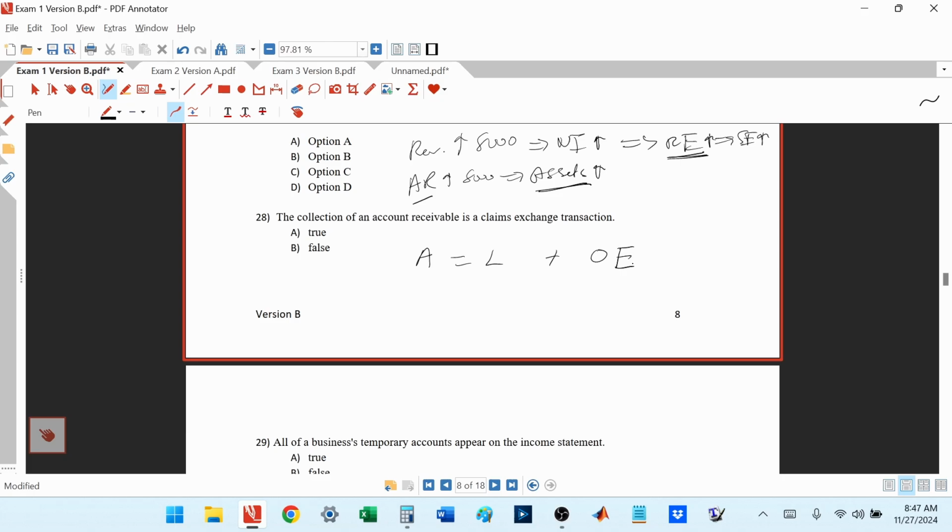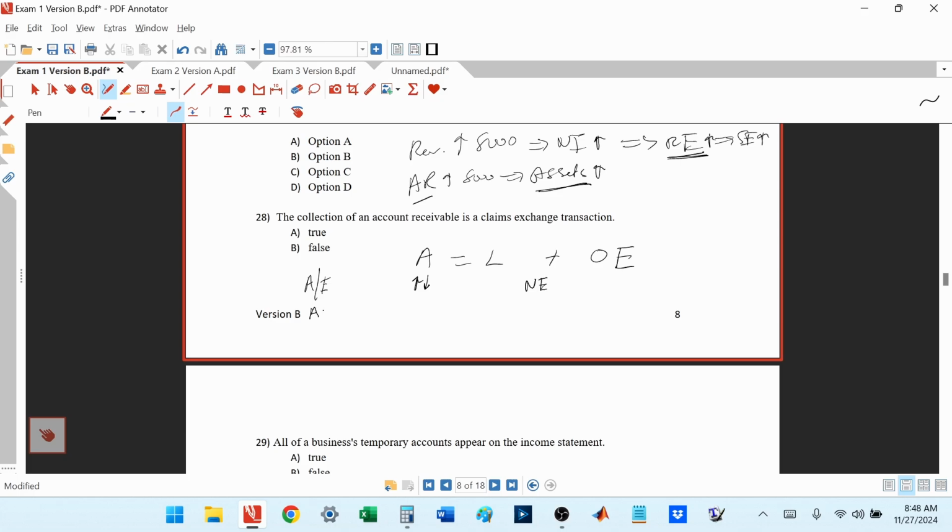The collection of an account receivable is a claims exchange transaction. Here's the accounting equation. There are 4 types of transactions we talked about way back at the beginning of the course. We had an asset exchange transaction. That's where one asset goes up, another asset goes down. So the left-hand side goes up and down, right-hand side, no effect.